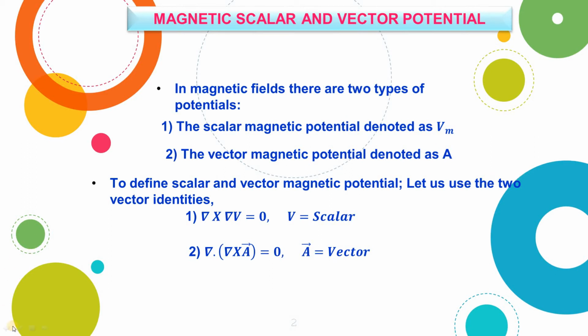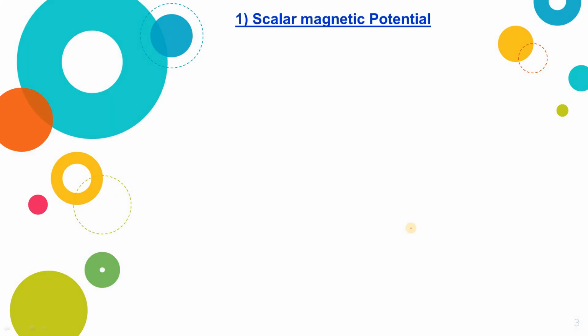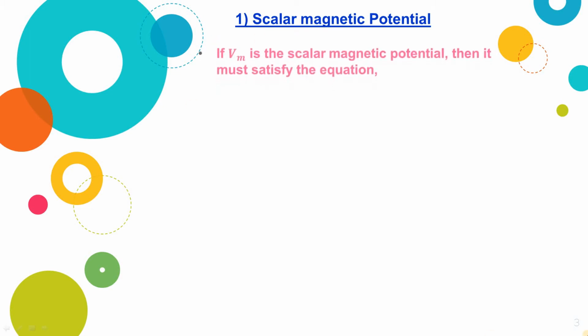Here, the A vector is a vector quantity. These are the two vector identities we are going to use in this problem. Now, first, we are going to see the scalar magnetic potential.